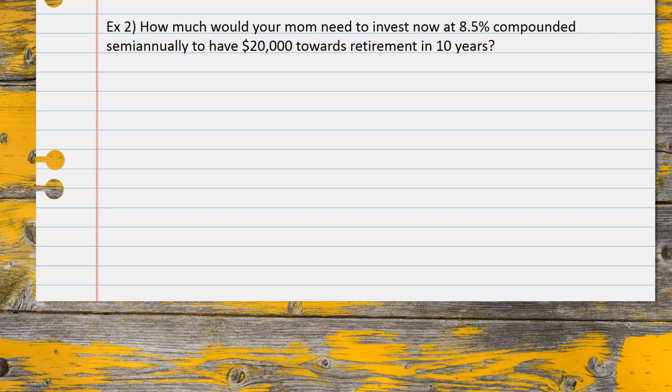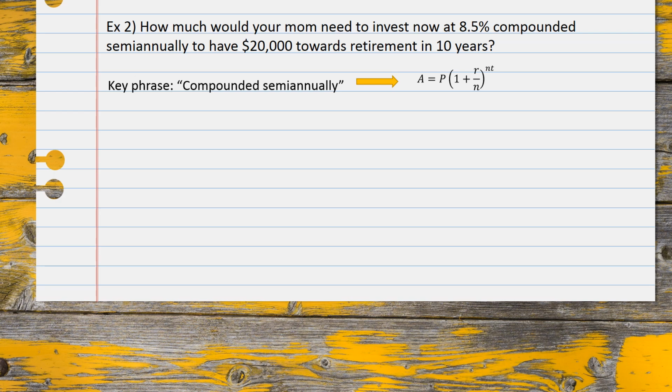Example 2. How much would your mom need to invest now at 8.5% compounded semi-annually to have $20,000 towards retirement in 10 years? First, let's see if we can find a key phrase. Hopefully you notice the key phrase of compounded semi-annually. Because we see that, it means automatically we are going to be using the compound interest formula, which is A equals P parentheses 1 plus R over N close parentheses raised to a power of N times T.